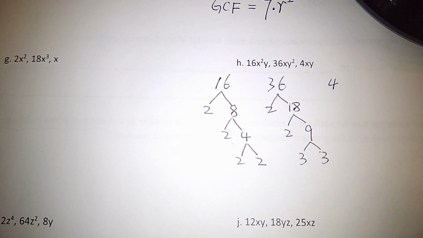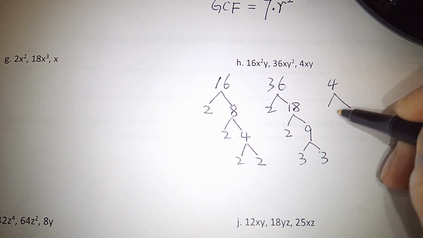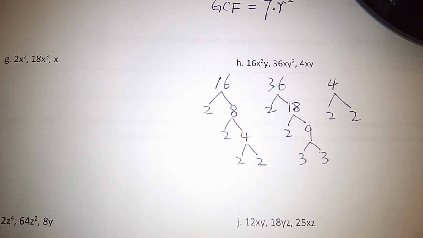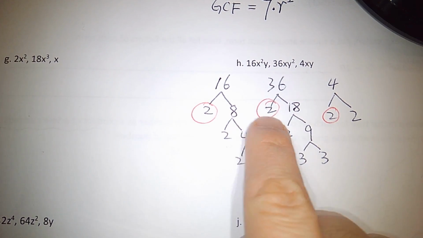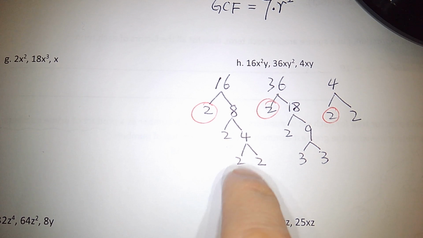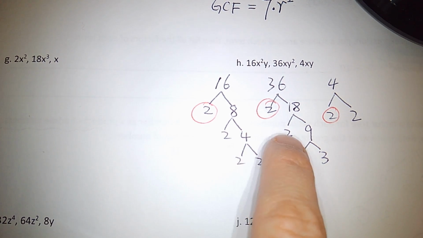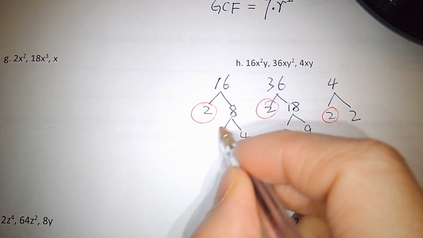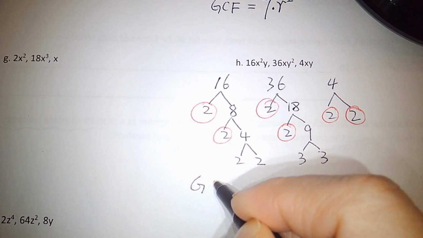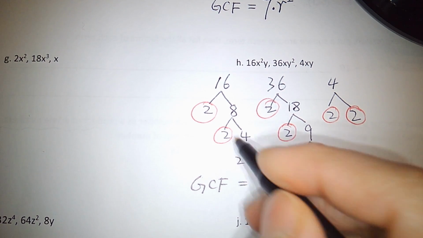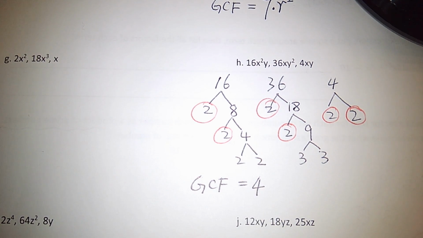And then number 4 can be factored by 2 times 2. Alright, so what will be the greatest common factor? Do you have a common 2? Yes, there's a common 2, right? Do you have a second common 2? Yes. Do you have anything else? No. Okay. So GCF for the numbers is what? 2 times 2 is 4.